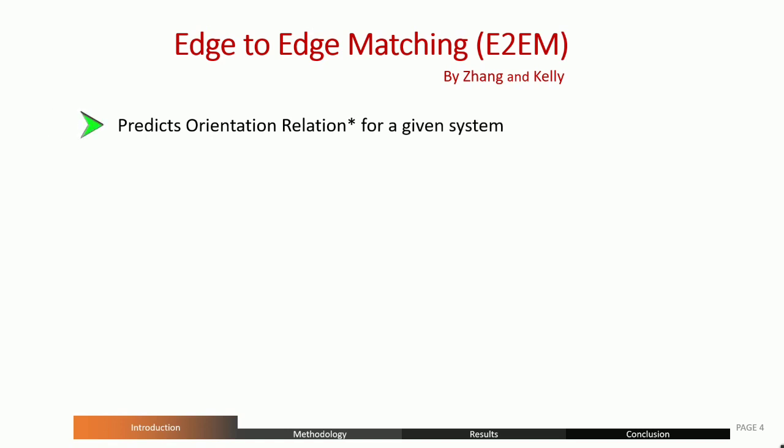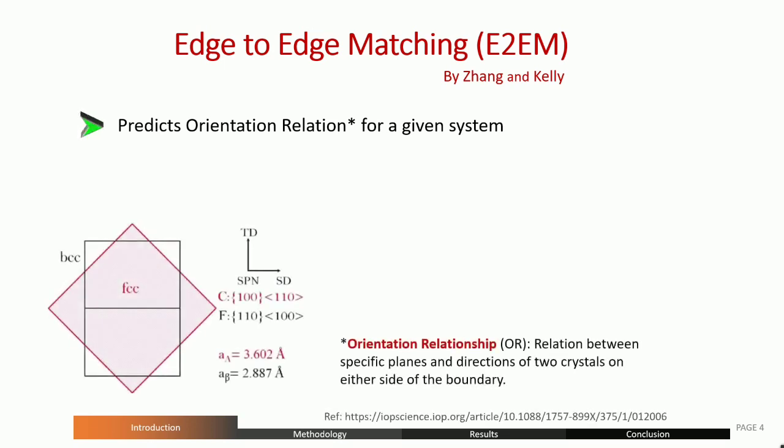It was mainly given by Zhang and Kelly. It basically predicts the orientation relation for a given system. When we talk about orientation relation, what does it actually mean? It means that, for example, if you have two different phases, BCC and FCC, on BCC, what is the angular orientation of FCC? That's all it is. It's the relation between the specific plane and direction of two crystals on either side of the boundary.